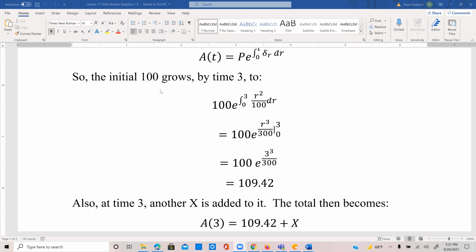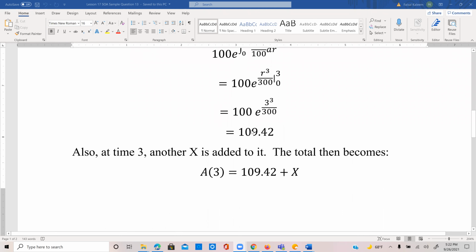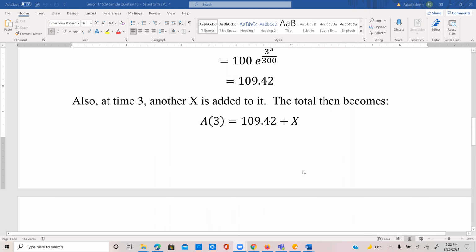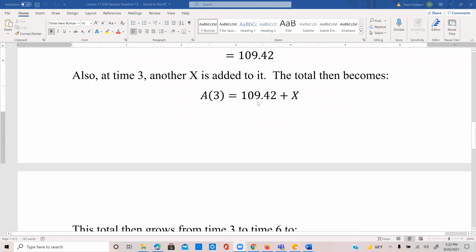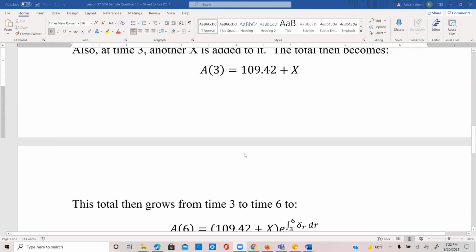So it means that the initial 100 by time 3 grows to 109.42, but then at time 3, a new deposit of X is coming. As mentioned in the problem, another X is added at time 3. So this total then becomes 109.42 plus X. And now this 109.42 plus X is what stays for another 3 years from time 3 to time 6.